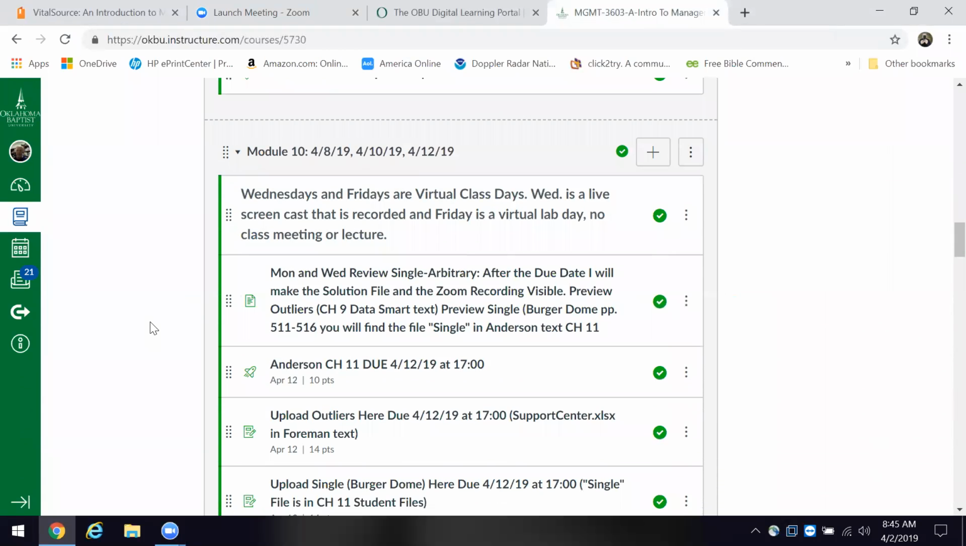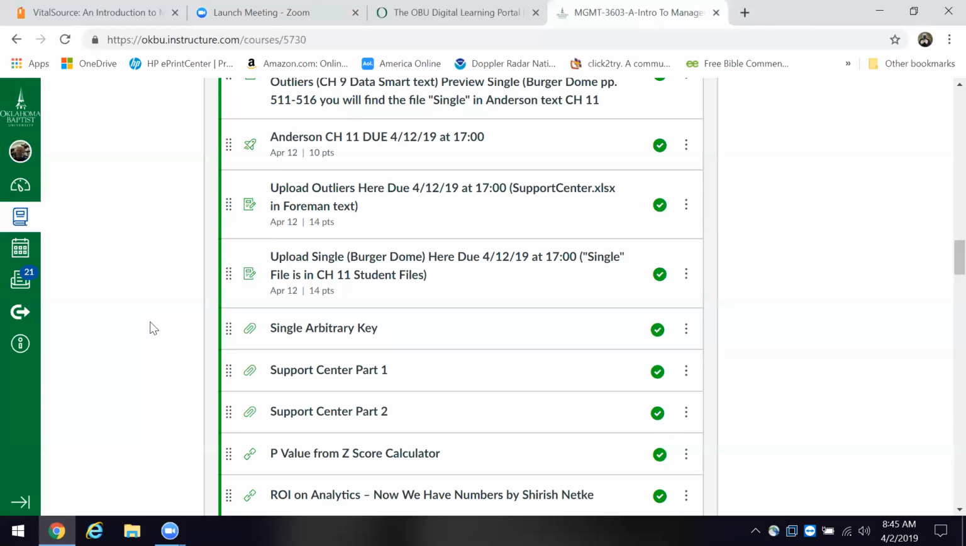If you go down to Module 10, you'll see that I have the key, and that's what I'm going to go over today. You also have the Burger Dome case, called Single in the chapter 11 student file. So you have two cases coming up: Single Arbitrary this week, and then the Burger Dome case next week that deals with queuing theory. I wanted to make a supplemental broadcast for this.